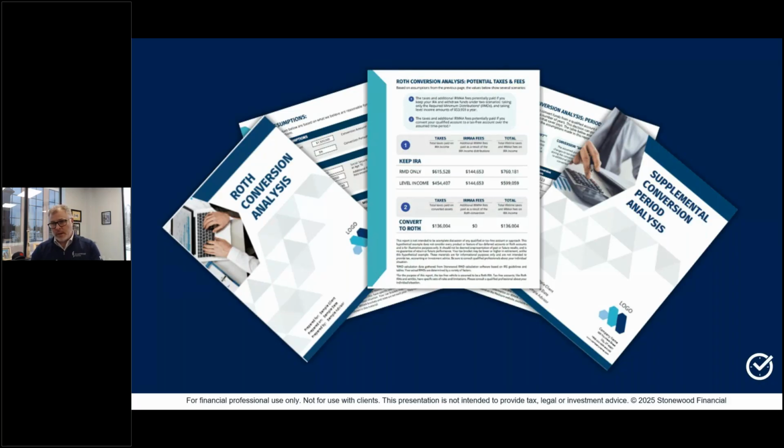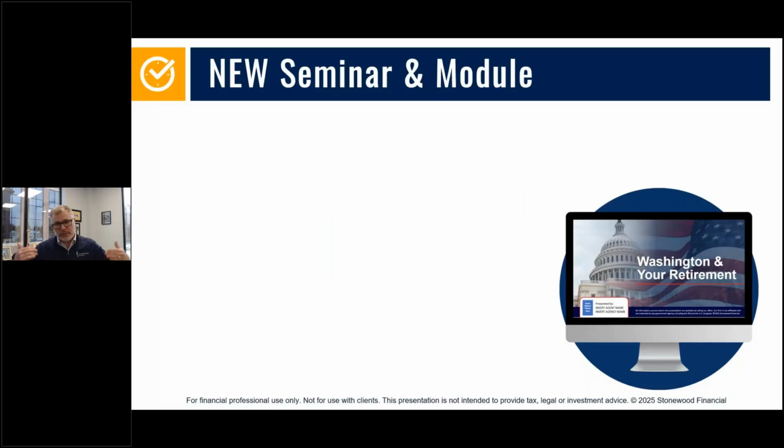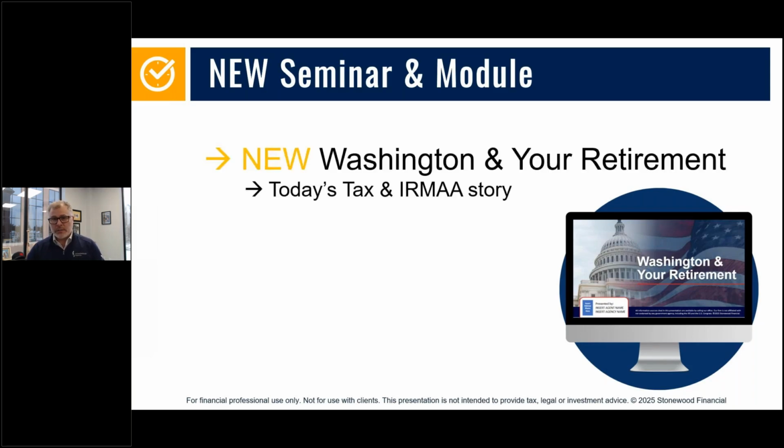Now, what you might be thinking about is, okay, great. How can you make me look different in my seminars and my marketing and my client conversations? Well, part of your Stonewood membership includes marketing collateral. And so we've got new stuff that we are bringing out as part of this launch. The first is an update to the seminar. Now it's Washington in Your Retirement. It looks a lot like the legislative risk seminar that we have out there. But what we've done is we've taken IRMAA and plugged that right into that same concept. And so we use that as an extension of the legislative risk conversation.